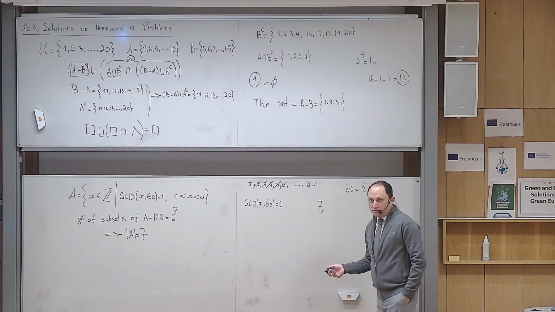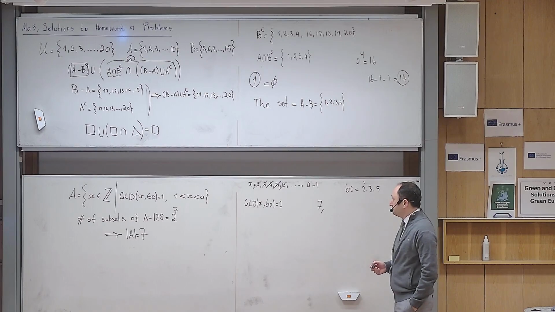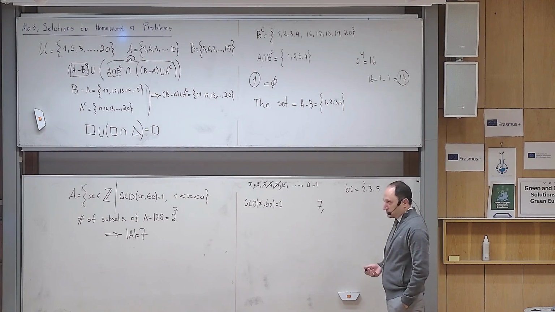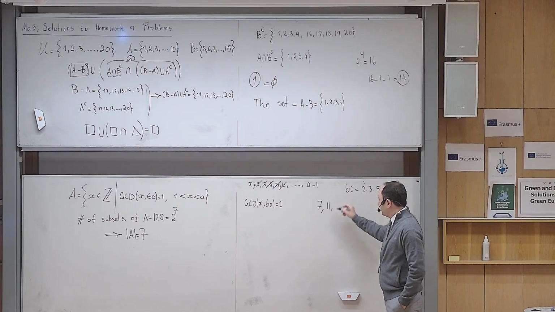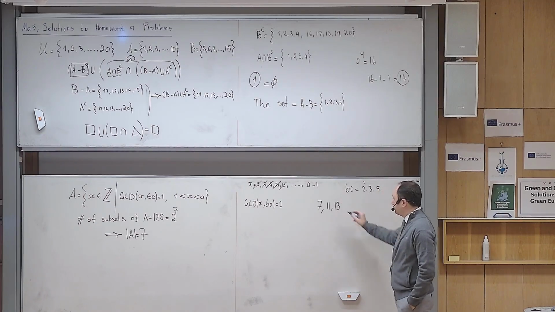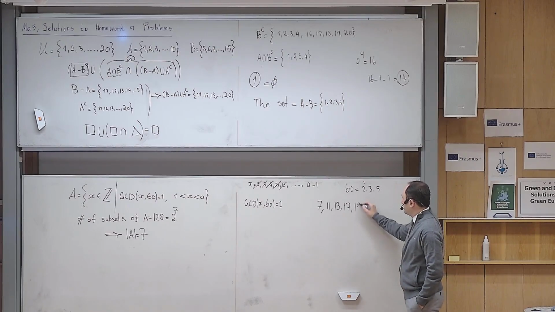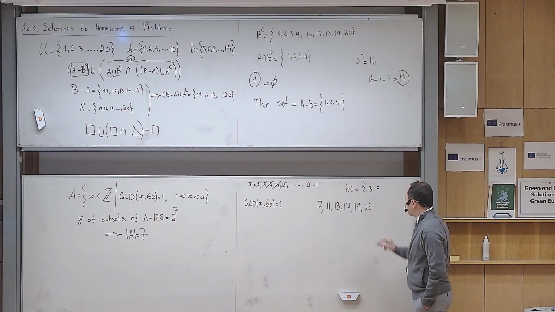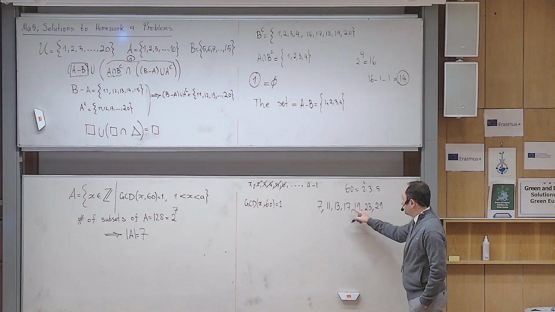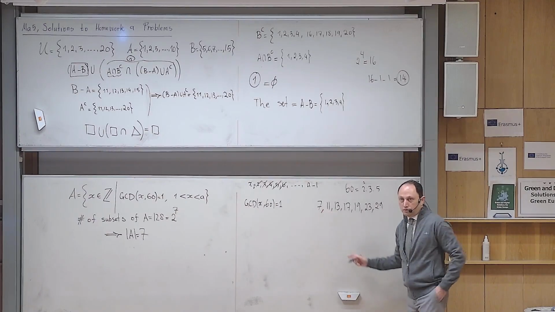Is 8 acceptable? No. 9 is not acceptable. 10 is not, 11 is, 12 is not, 13 is. 14 is not, 15 is not, 16 is not, 17 is. 18? No. 19 is. 20? No. 21? No. 22? No. 23? Yes. 24? No. 25? No. 26? No. 27? No. 28? No. 29? Yes. 1, 2, 3, 4, 5, 6, 7. Okay, so that's it.